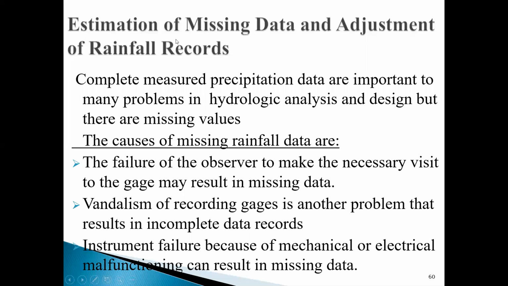So we need to estimate. An estimate is nothing but a probable method. It is not the exact method. So we can somehow estimate the missing data at that particular station by using the following methods. The cause of the missing data may be anything. It may be due to failure of the observer to record the data, or non-functioning of the rain gauge, or any other reason.